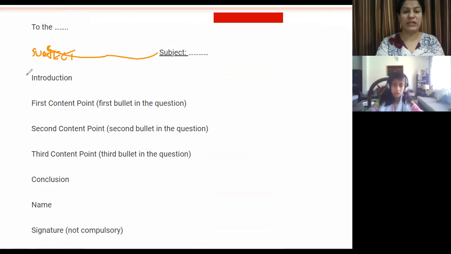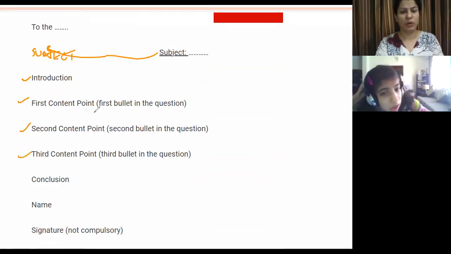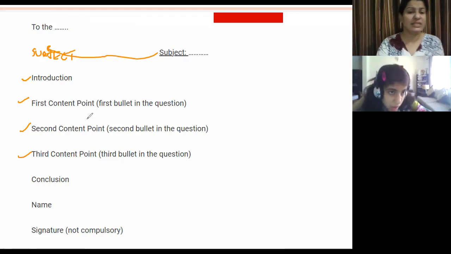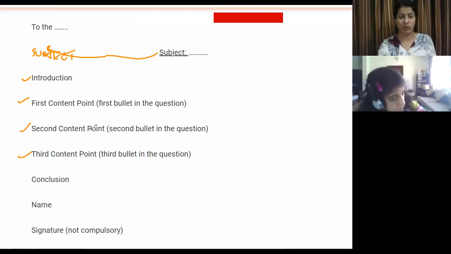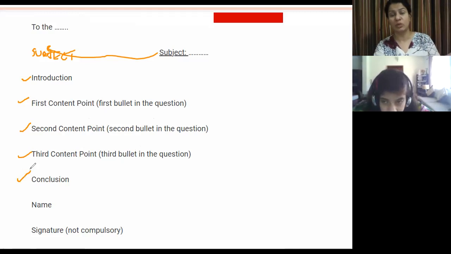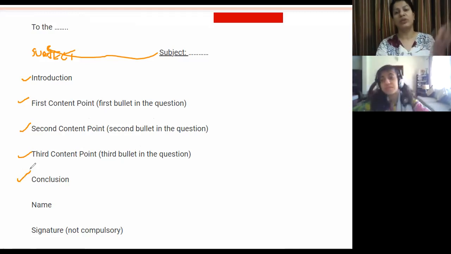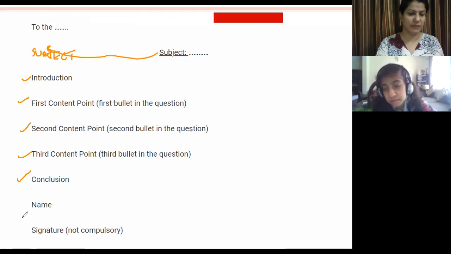Again, your first paragraph will be the introduction, then your first content point, second content point, third content point. The first content point is basically the first bullet in the question, the second content point is the second bullet in the question, the third content point is the third bullet in the question, and your last paragraph is basically the conclusion where you're going to sum up your report writing.